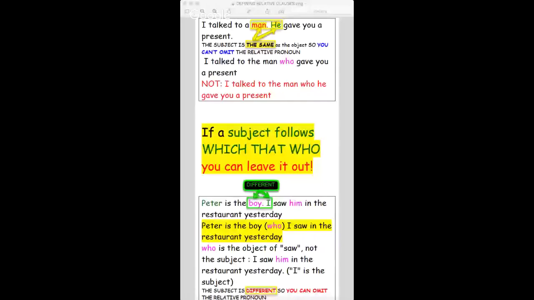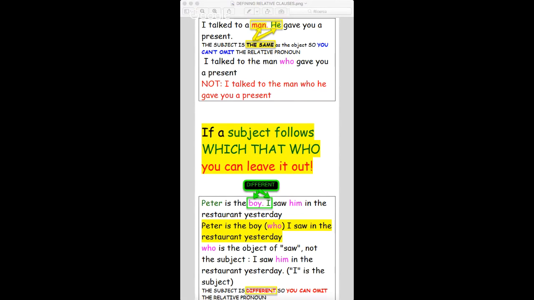Okay, so let me share with you a document that will make things a little bit easier for you to see. Here we are. Okay, so this document should clarify the point a little bit. Maybe I should first explain what the difference is between defining relative clauses and non-defining relative clauses is.